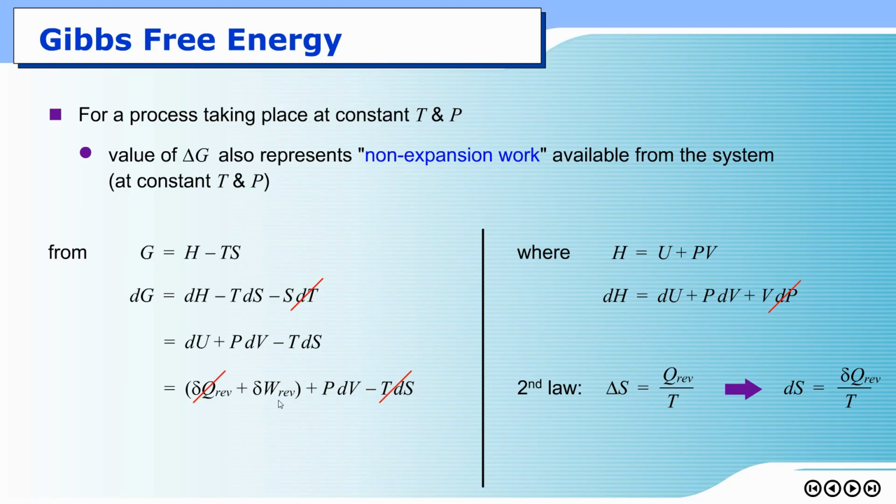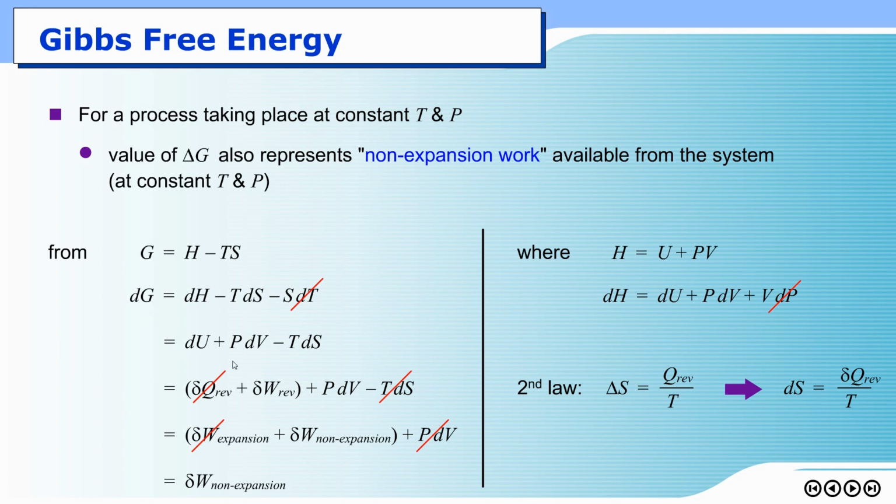Okay, for the work, please don't jump to the conclusion that the reversible work is minus PdV, because work can be expanded into two kinds: expansion work and non-expansion work. Only the expansion work is equal to minus PdV. So this expansion work would cancel with this term, leaving the non-expansion work here. So at the end, you see that the amount of non-expansion work within the system, or that can be extracted from the system, is equal to the change in Gibbs free energy of the system.